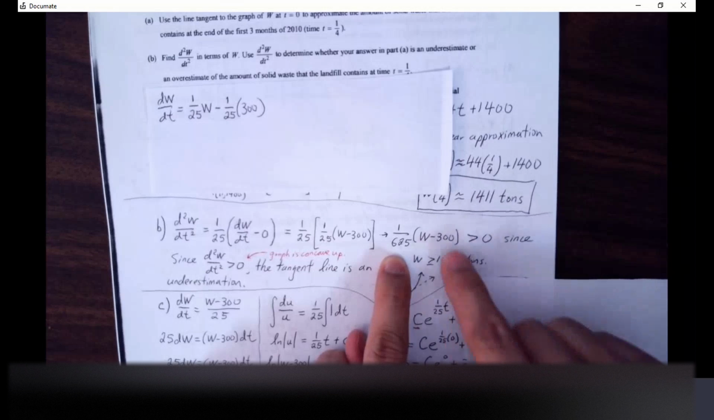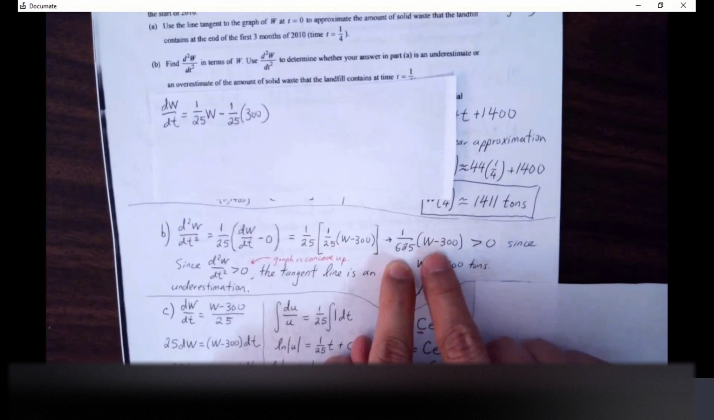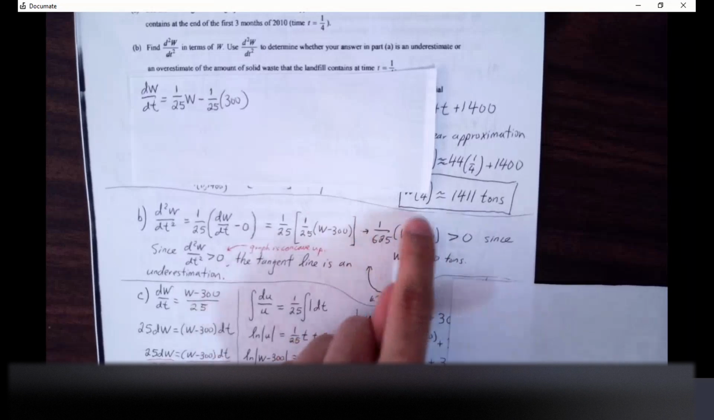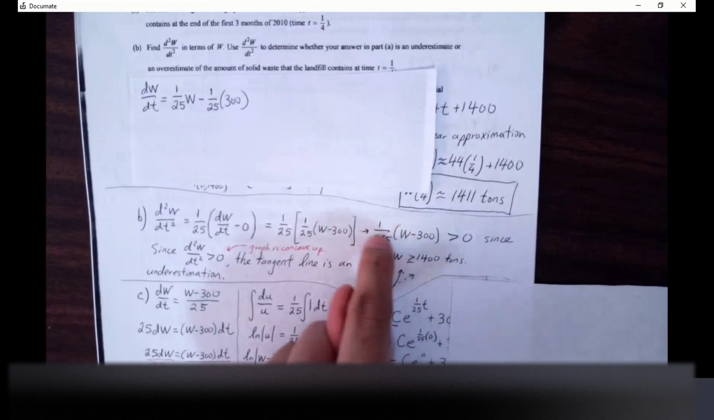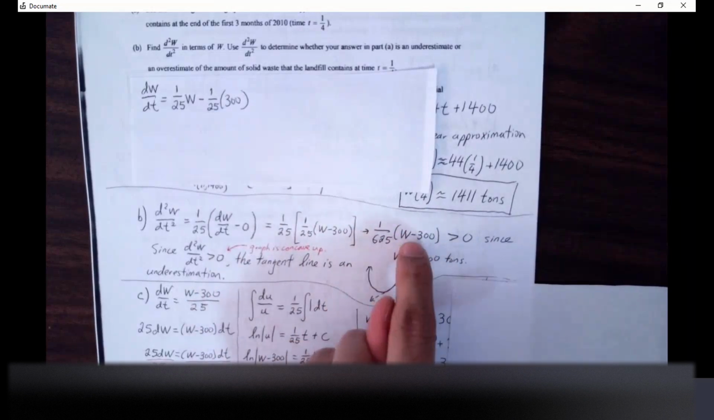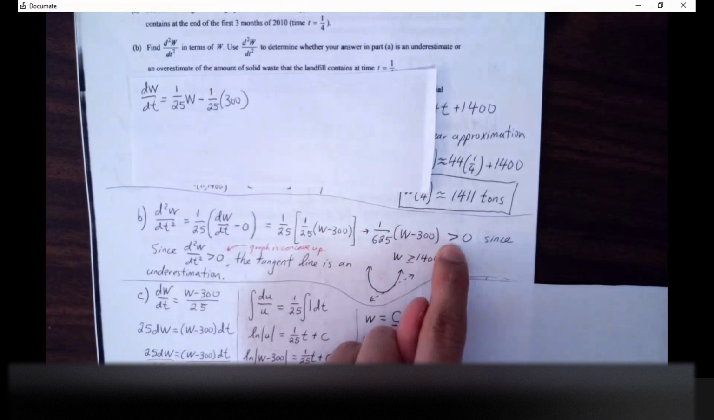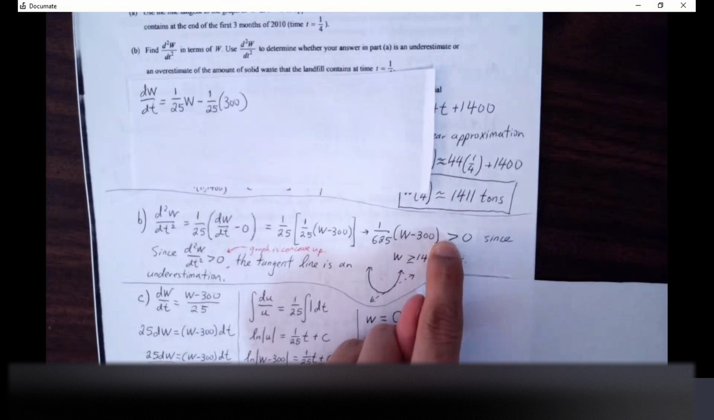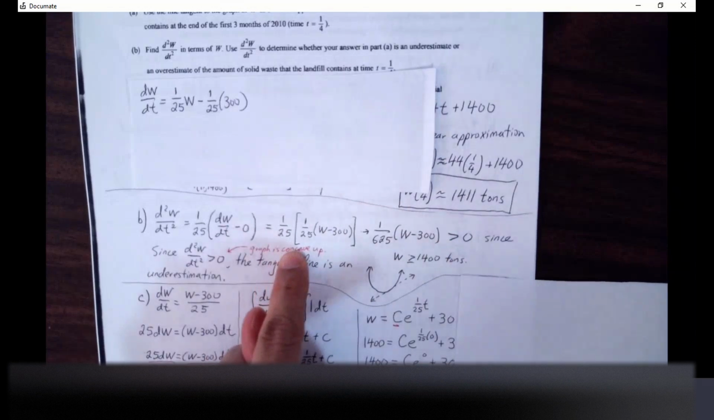Okay, now we know that w starts at 1400, right? We know that at the beginning of 2010, the landfill already has 1,400 tons of waste. So no matter what our value is after 1,400, there's no way that this value can ever be negative. So we know that the second derivative, no matter what, is always going to be positive. And because our second derivative is positive, that means the graph is concave up.